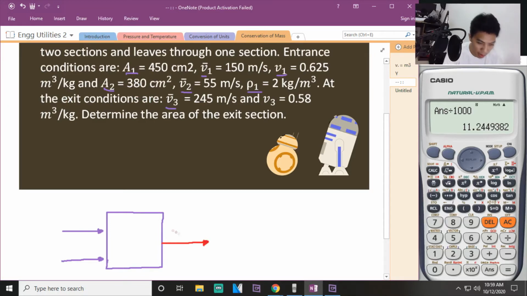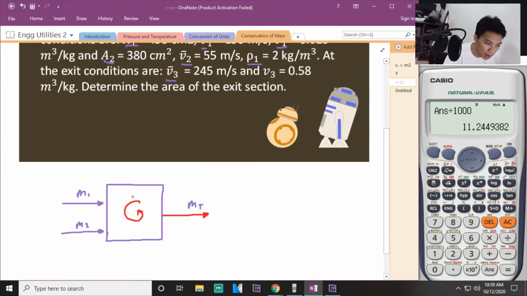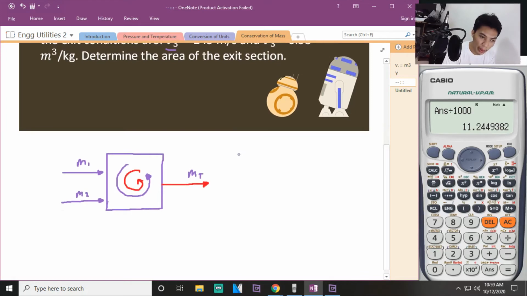Okay? Sabi dito, mixing. Ano ba nangyayari sa mixing? Pag nag-mix silang lahat, ibig sabihin, yung mass ni 1, M1, at M2, will become a mass total. Tama ba? Yung dalawang individual masses, kapag nag-mix under this mixing chamber, will become a mass total. So, we put that into equation. So, ito equation, M1 plus M2 equal to M3.